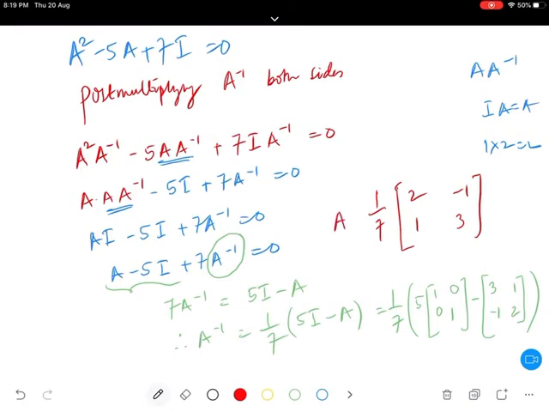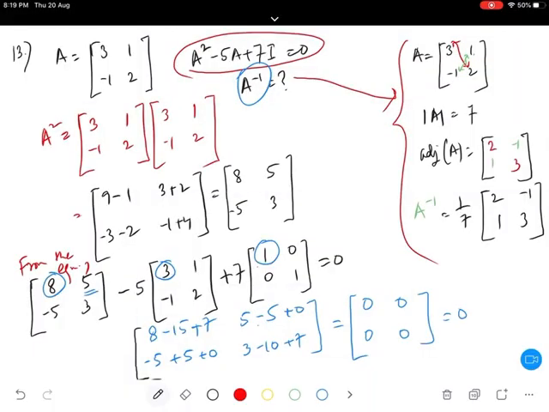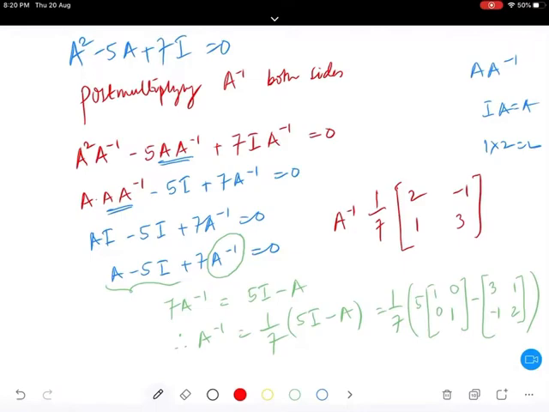This is our A inverse we got, right? And what we had in here, where is that? You see? The same thing, right? Yes or no? Understood? So that is it.